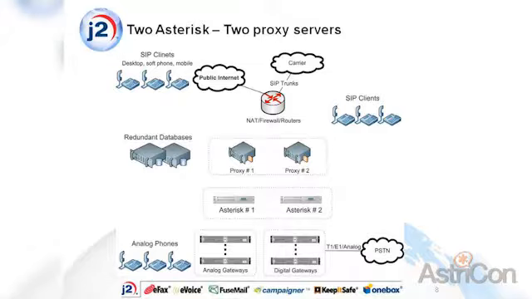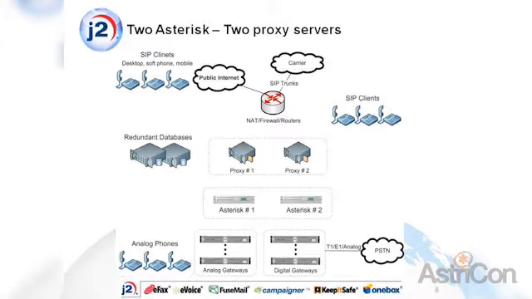Again, on this diagram, if your proxy server goes down, your network will go down as well. So a better solution would be having two proxy servers that are redundant of each other, two Asterisk servers, and also redundant databases. All this can run on two servers. So the proxy server and Asterisk can run on the same machine. MySQL you can install on the same machine and then have two servers that are redundant of each other.